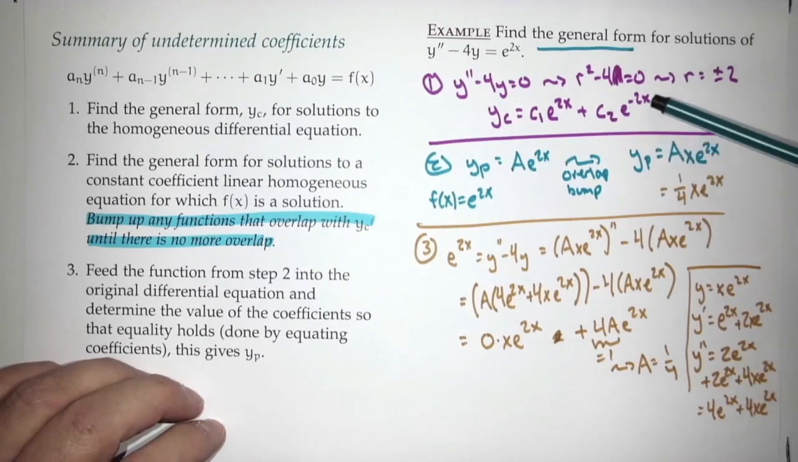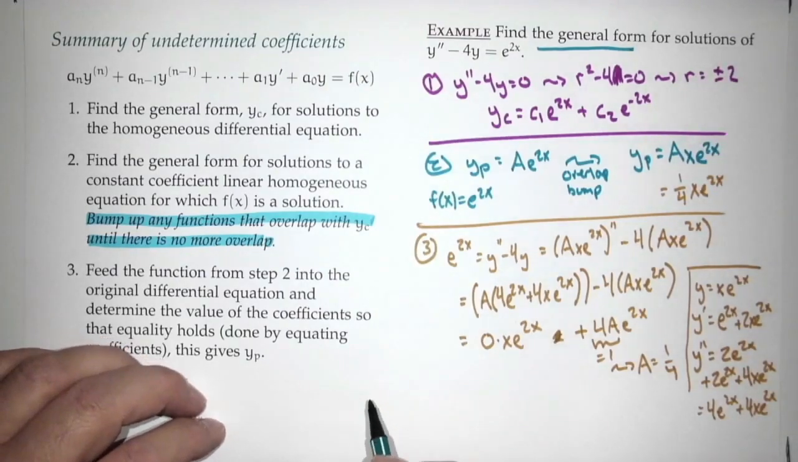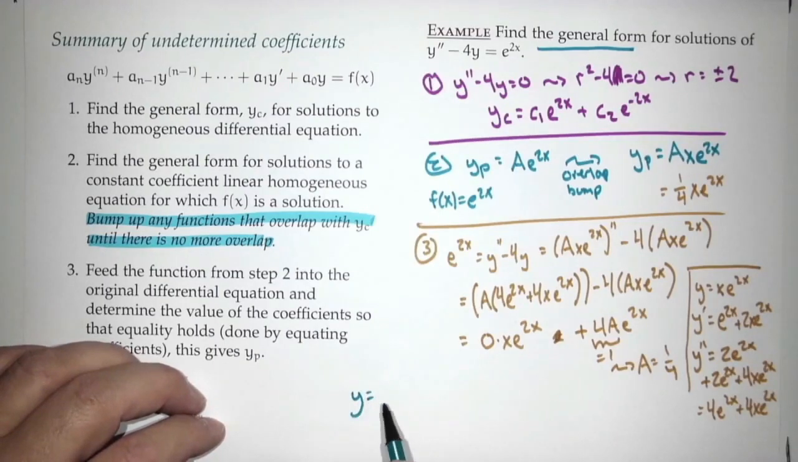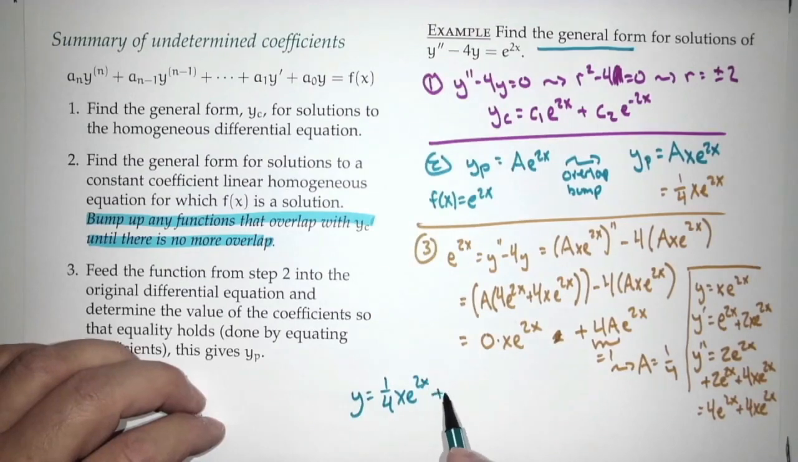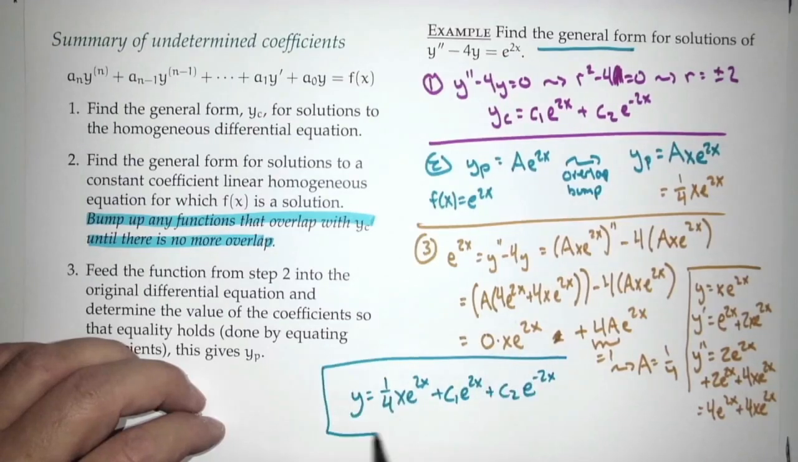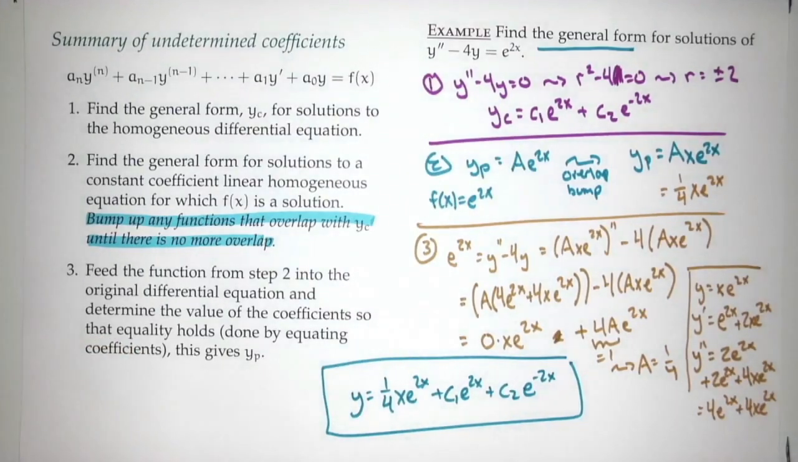Yeah, we combine the two together. Our particular solution and our complementary solution. It doesn't matter which one goes first. So we can say, look, our solution for y is 1/4 x e to the 2x plus some constant e to the 2x plus some other constant e to the minus 2x. And that's it.